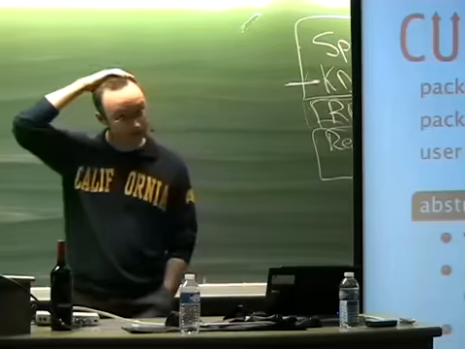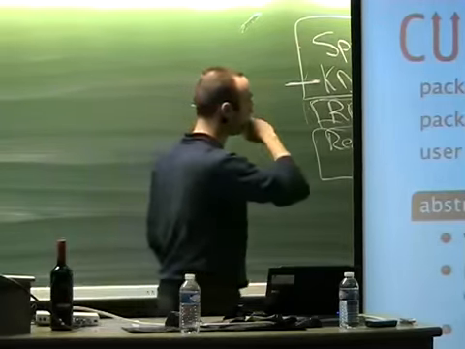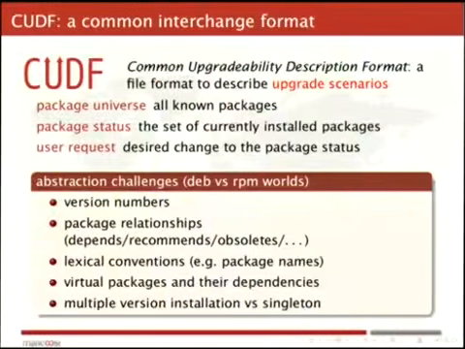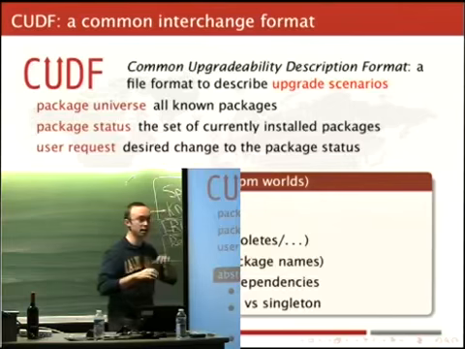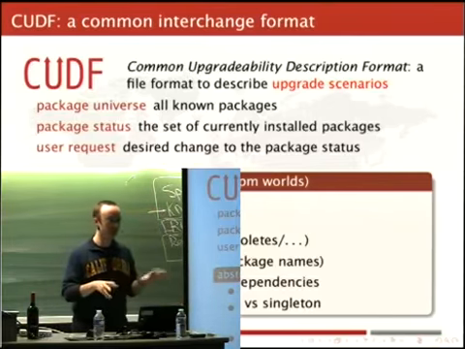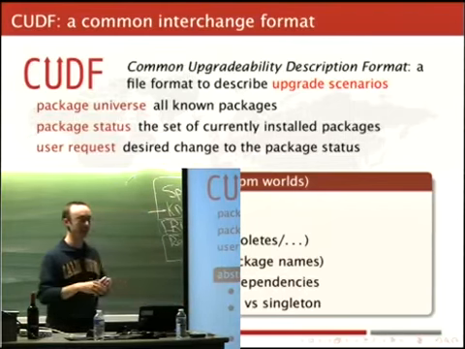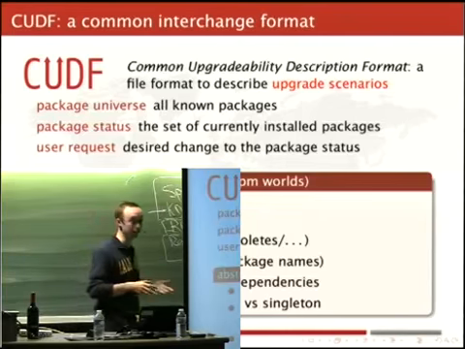And to that end, we have standardized a format which is called CUDF, for Common Upgradeability Description Format, which is a format in which you describe what we call an upgrade scenario. So an upgrade scenario is basically a set of 3 different things. The first one is a so-called package universe, basically all the universe known to the package manager. That does not only contain the packages which are installed on your machine, but all the ones that the package manager is able to download from the internet, for instance.